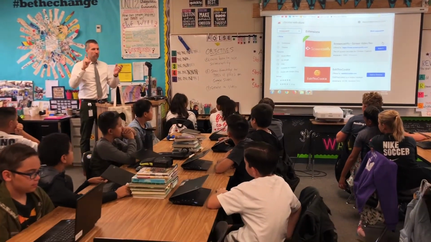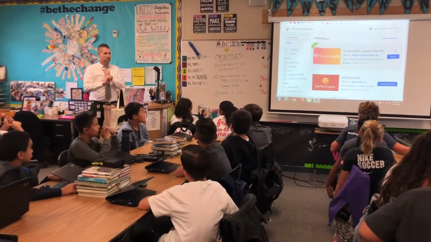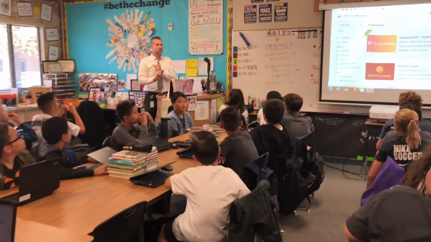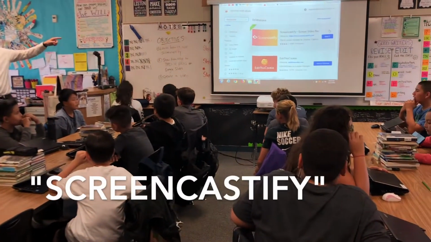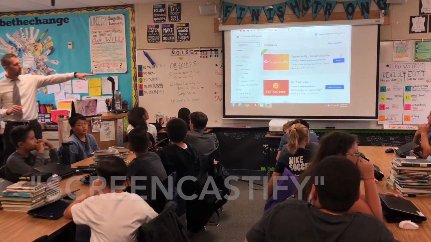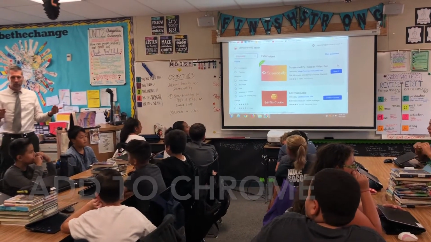All right, so what are you going to put in the Google search? What's the first thing you're going to type in? Screencastify. Before that? Chrome Web Store. Then when you're here, what are you going to type in? And then what are you going to click on? Add to Chrome. Okay, do that now.